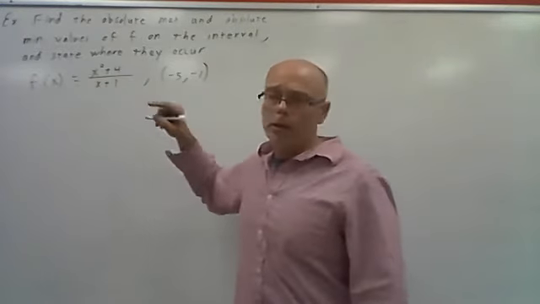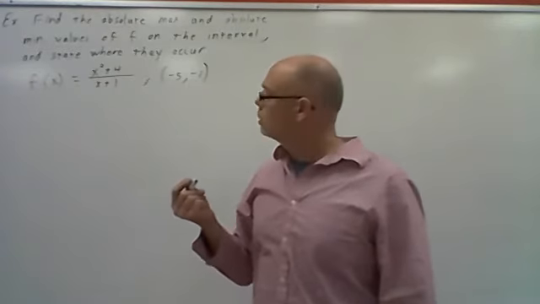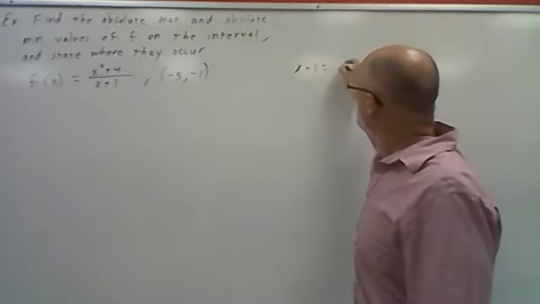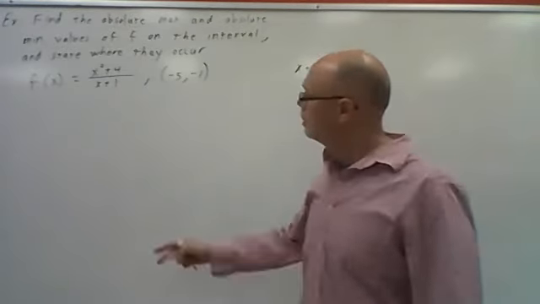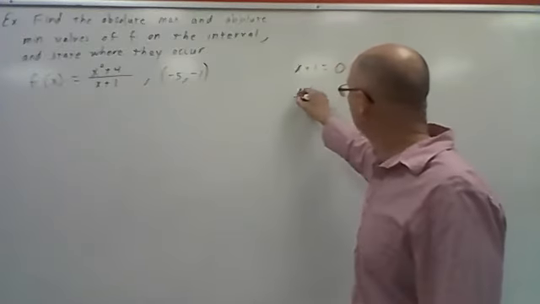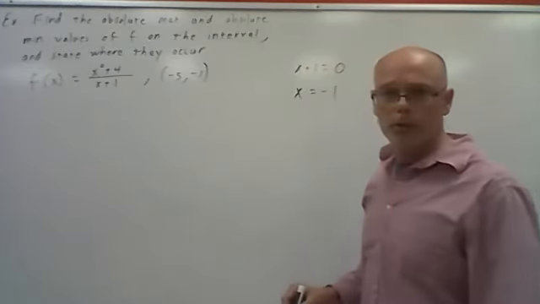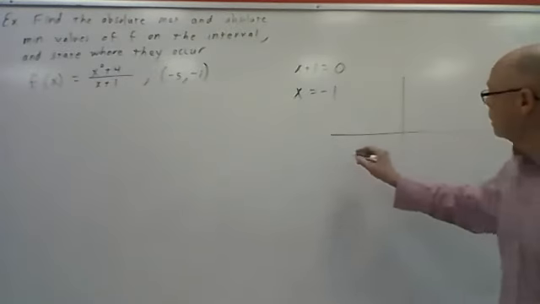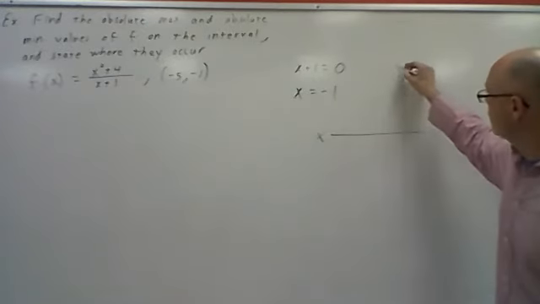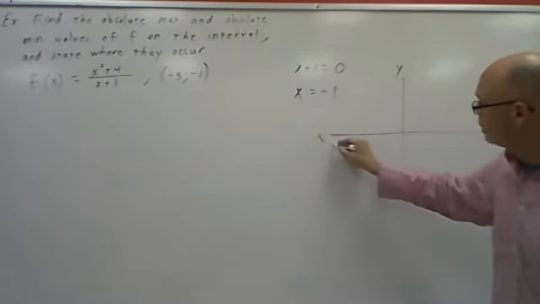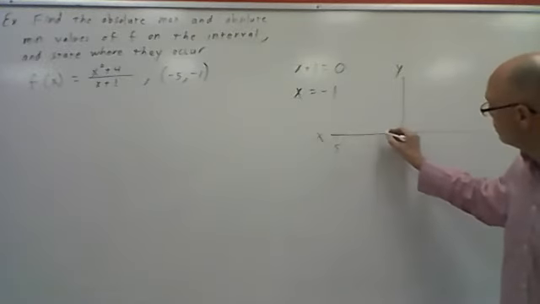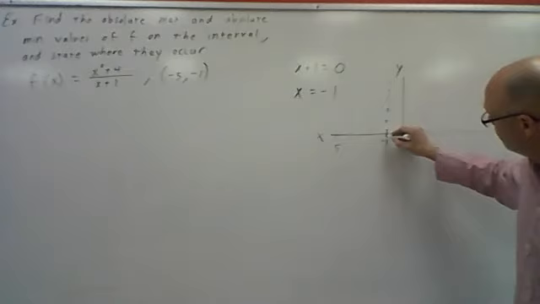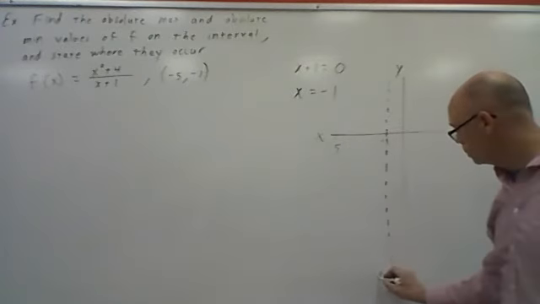This is a rational function. Let's get a sense of what we're looking at. If I take this denominator and set it equal to 0, I can find the vertical asymptote here: x is equal to -1. Here's my x-axis, here's my y-axis. Now here is -5 somewhere. Here is -1.